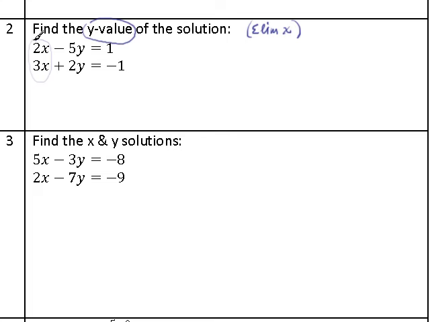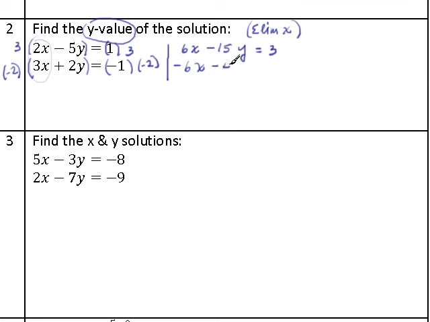So let's say we multiply the top equation by 3, both sides. And the bottom will multiply by minus 2. So here we'll get a coefficient of 6 and here minus 6. Okay, let's rewrite the system. Multiplying by 3, we have 6x minus 15y is equal to 3. And the second equation, we have minus 6x minus 4y is equal to positive 2.